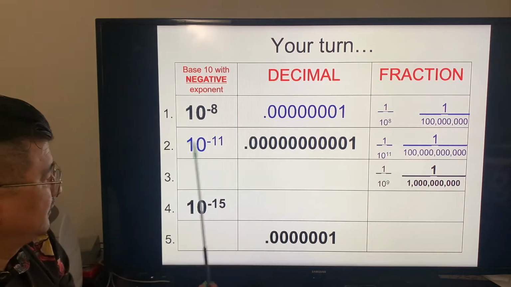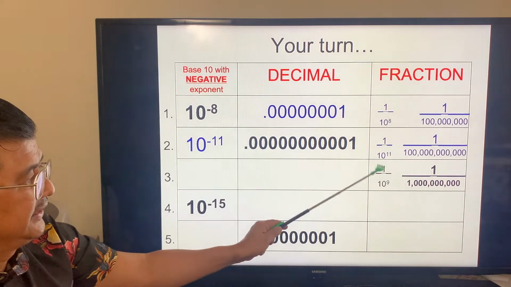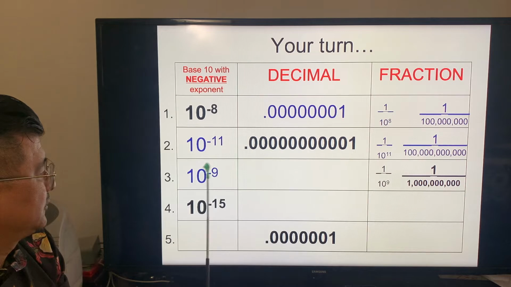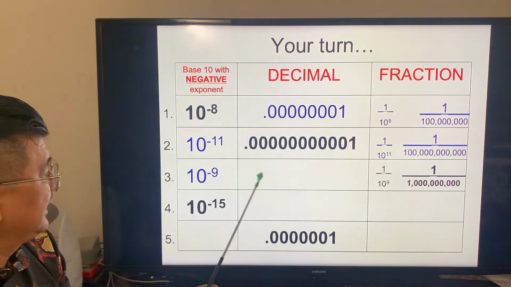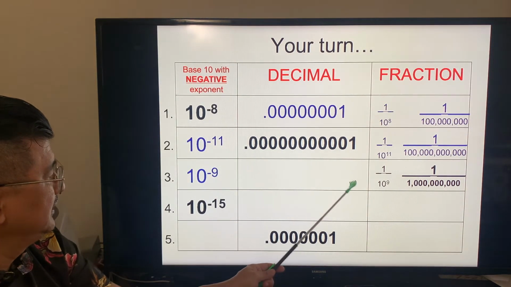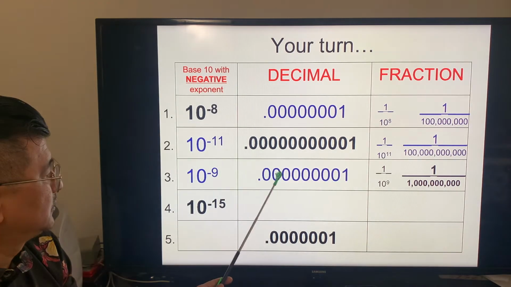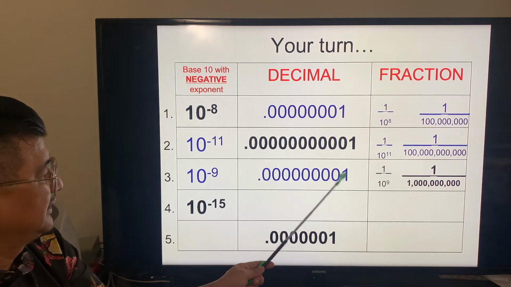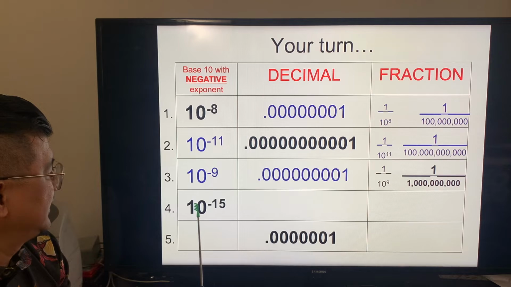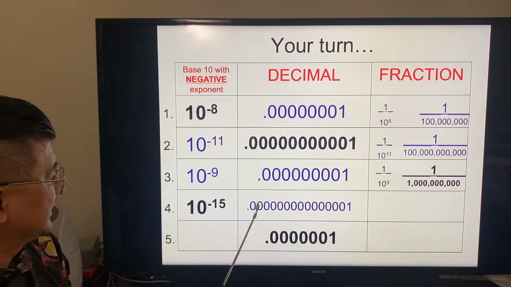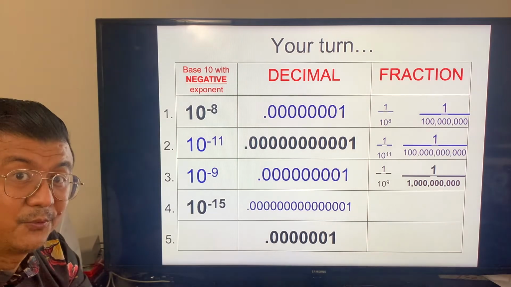How do I write this over here? This one's easier. 10 to the 9. So that's going to be 10 to the negative 9. And how many zeros followed by 1? Not 9, but 8. 1, 2, 3, 4, 5, 6, 7, 8. So we're good. 10 to the negative 15. That's 14 zeros followed by 1.